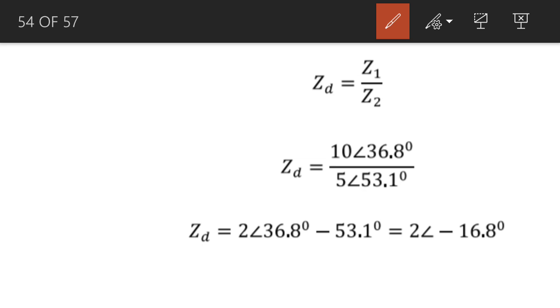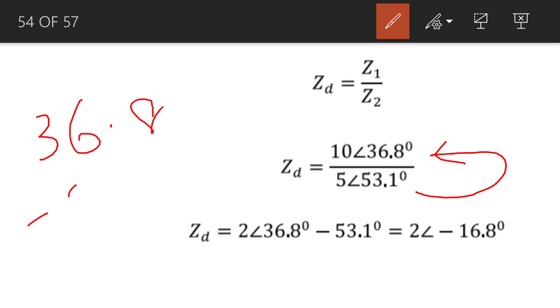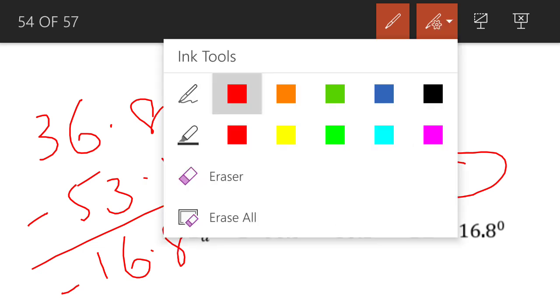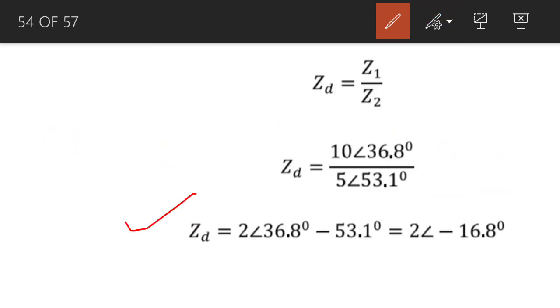In order to compute the angle of the resultant phasor, we shift this angle to the numerator, and the sign of this angle will change. So we have 36.8 minus 53.1, and this will give you an angle of minus 16.8 degrees. So the magnitude of the resultant phasor is 2, and the angle of the resultant phasor is minus 16.8. This is how we do the relevant numerical example.